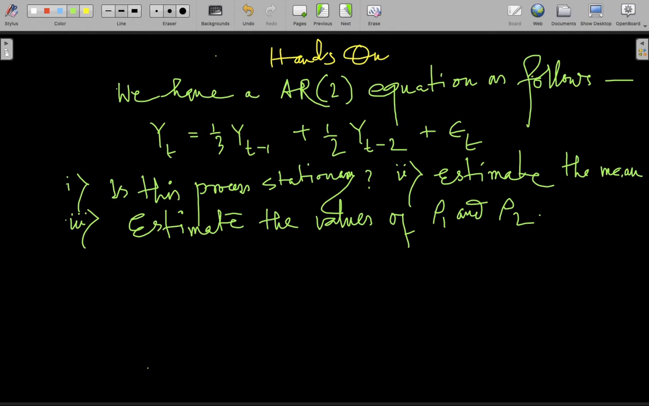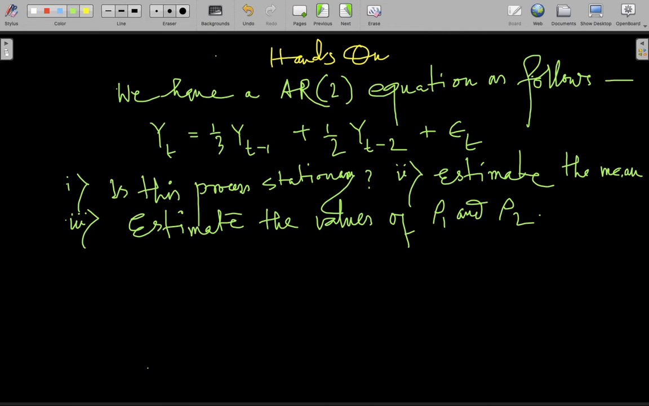We have an AR(2) equation as follows: yt equals one third of yt minus 1 plus half of yt minus 2 plus epsilon t. Now, we need to identify if the process is stationary. Second, we need to estimate the mean. And third, we need to estimate the values of rho 1 and rho 2. So we will see how the things that we have learned so far are going to be useful here.